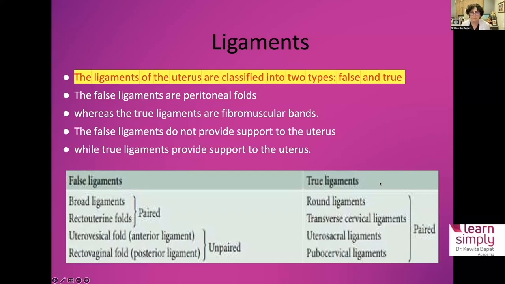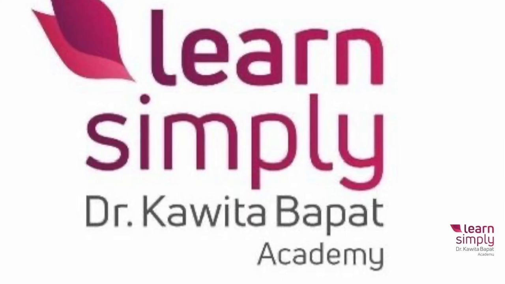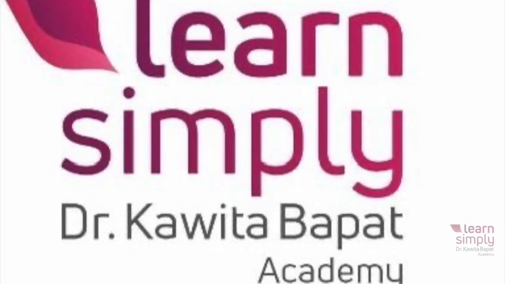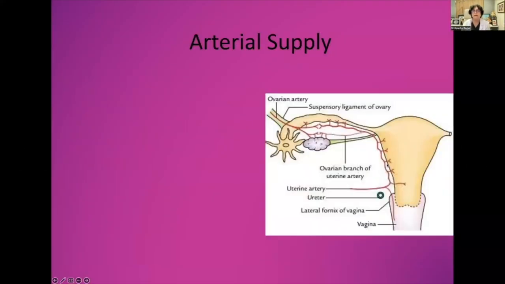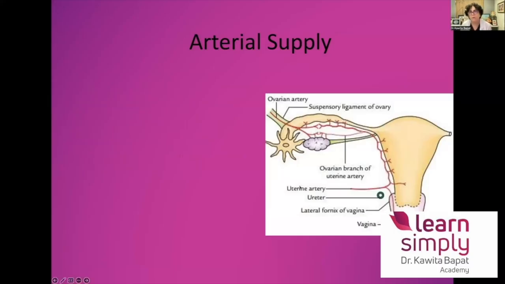Then the true ligaments are the round ligament, transverse cervical ligament, uterosacral ligaments and pubocervical ligaments. These all are supporting everything over there. So the true ligaments, the round ligaments, again they are paired ones. The transverse cervical ligaments, the broad, muscular ones, are also paired ones. The uterosacral ligaments, which are going back, are also paired ones, and the pubocervical ligaments are paired ones.